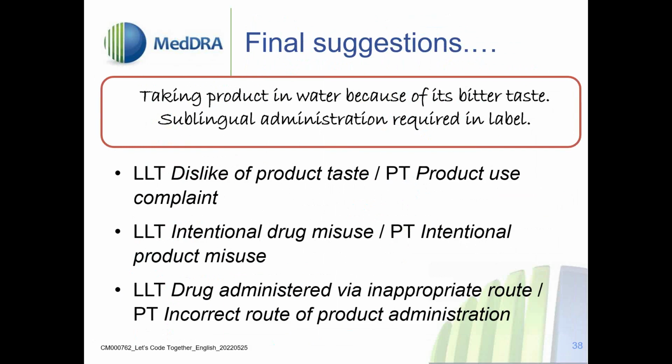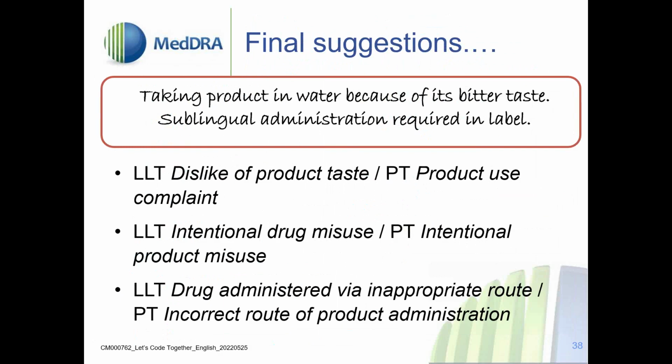And the third one that we would select with this is drug administered via inappropriate route. As we saw from the example in the companion document, that gives us more detail about what the deviation was. So, any thoughts or comments on that one, Carol Ann? Yes, we have some questions.